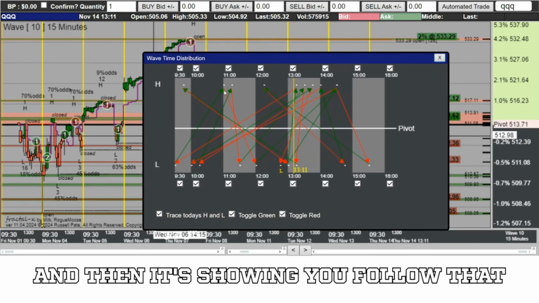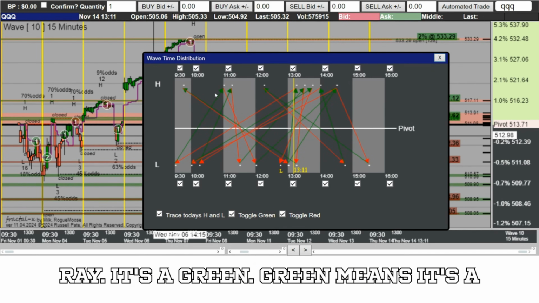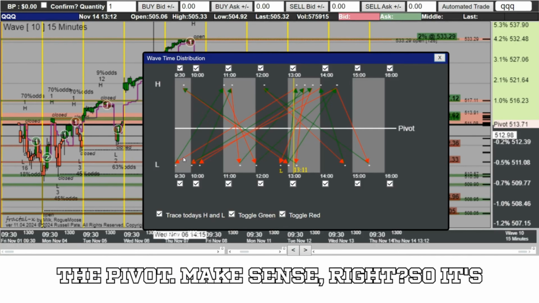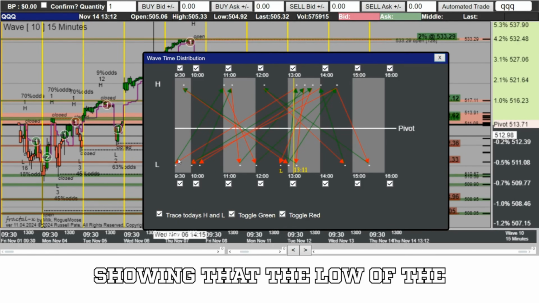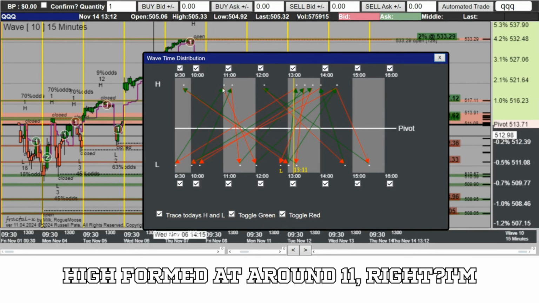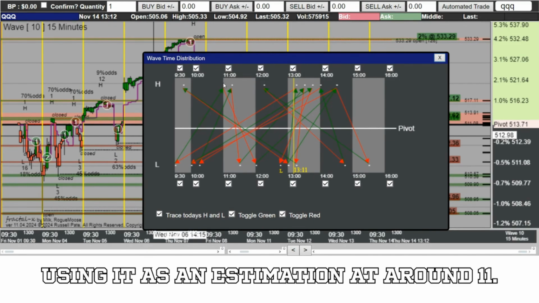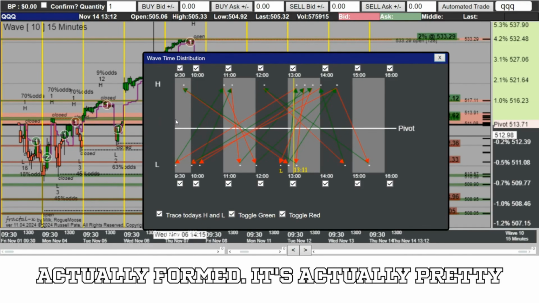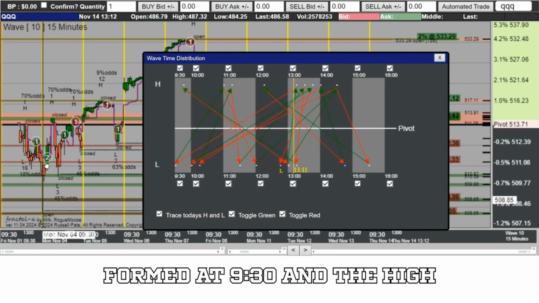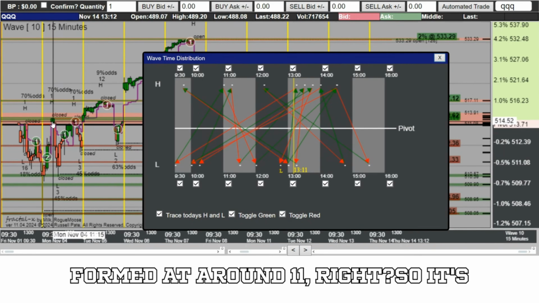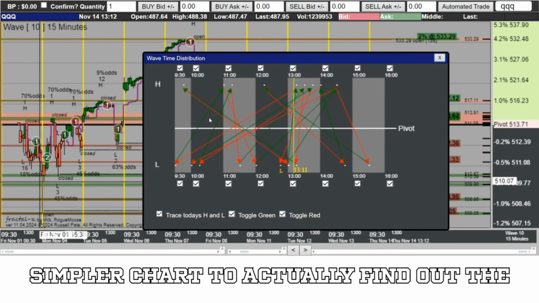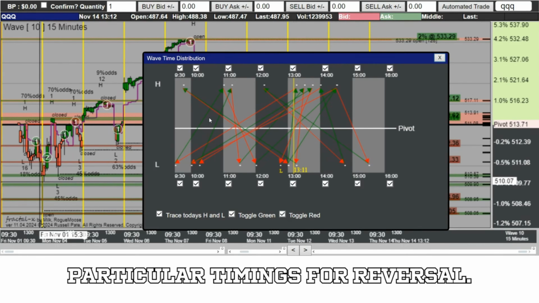And then it's showing you, follow that ray. It's a green ray, which means it's a transition from below the pivot to above the pivot. Make sense? So it's showing that the low of the cycle formed at 9:30 and then the high formed at around 11. I'm using it as an estimation. So let's see on our chart where it actually formed. It's pretty much visible right here that the low formed at 9:30 and the high formed at around 11. So it's showing all these transitions on a simpler chart to find out the particular timings for reversal.